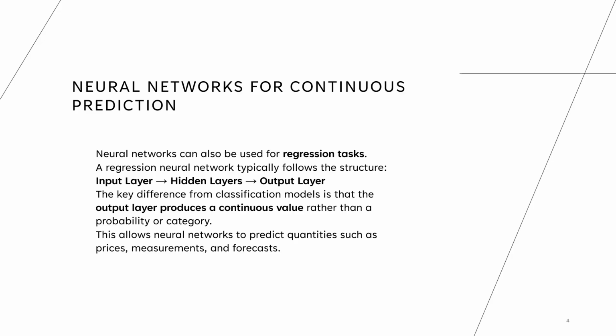For example, a regression neural network might estimate the price of a house, forecast next month's demand for a product, or predict the amount of energy that will be consumed during a particular time period. Because neural networks can learn complex mathematical relationships, they can approximate the function that connects the input features to the numerical outcome we want to predict. This ability to approximate complex functions is what makes neural networks a powerful tool for regression problems involving real-world data.